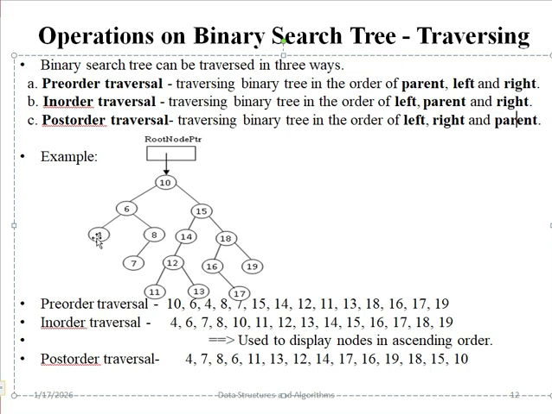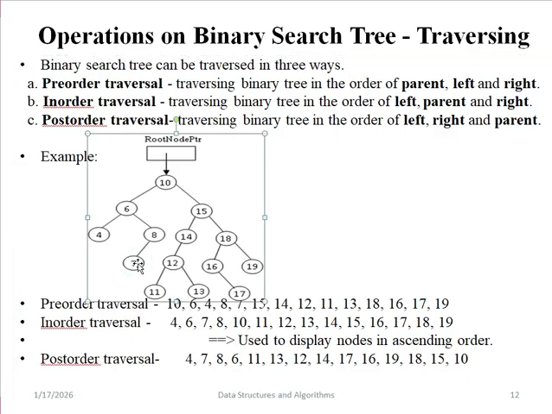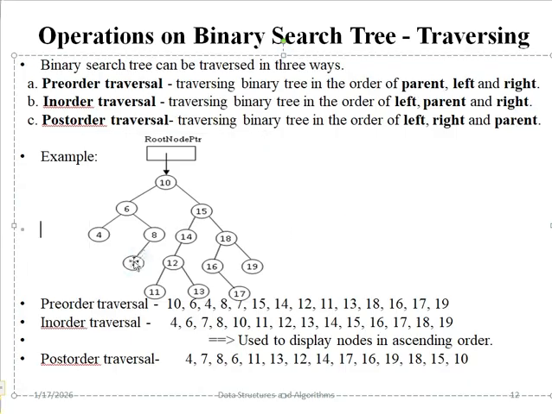So 4 is displayed. Then after left we display, then we display parent. Move to the parent. Then to the right. Then to the right. This one is parent. So before displaying the parent, we should take the left. That is 7. Then after the left is displayed, then move to the parent in order. Then parent 8 is displayed, then move to the right.